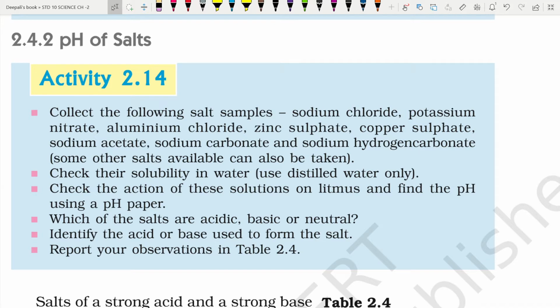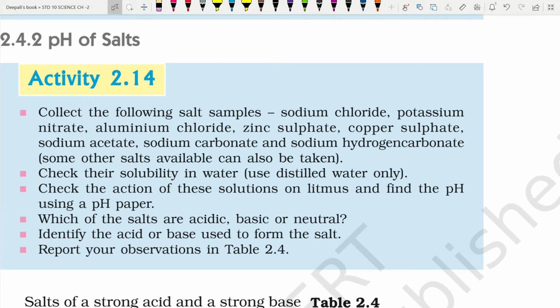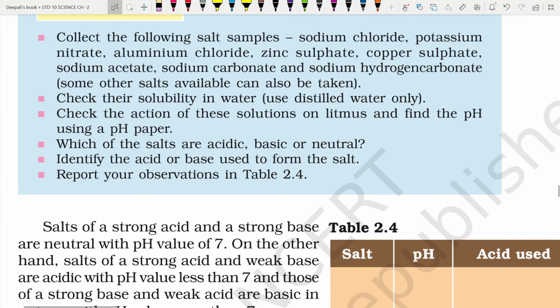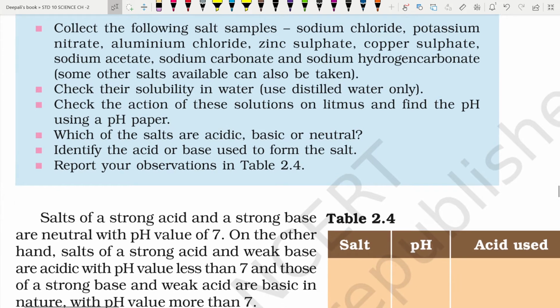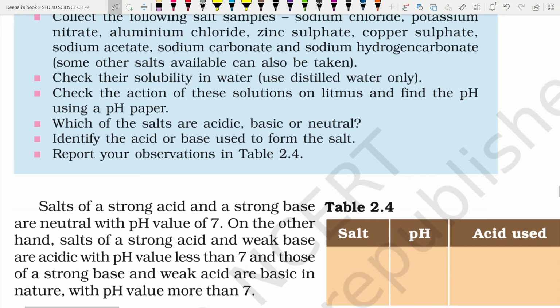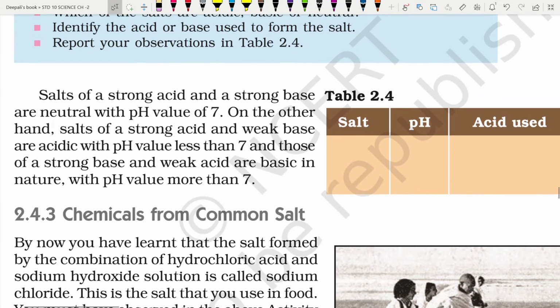Collect the following salt samples: sodium chloride, potassium nitrate, aluminium chloride, zinc sulphate, copper sulphate, sodium acetate, sodium carbonate and sodium hydrogen carbonate. Some other available salts can also be taken. Check their solubility in water, using distilled water only. Check the action of these solutions on litmus and find the pH using pH paper. Which of the salts are acidic, basic or neutral? Identify the acid or base used to form the salts. Report the observations in the table.